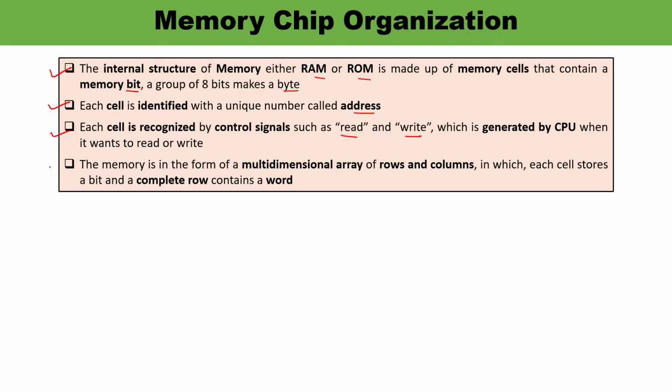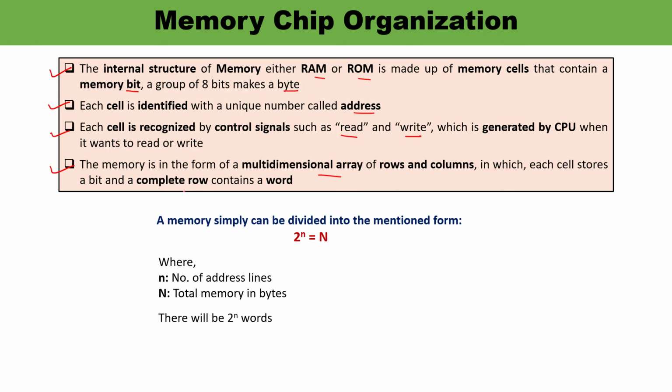If you observe the overall structure, this is a form of multidimensional array, which means memory can be viewed as a combination of rows and columns. In those rows and columns you can see how a bit can be stored, and a complete row stores a word. I'll talk in detail when I show you the structure of 2D and 2.5D. So memory can be simply divided into this particular form.